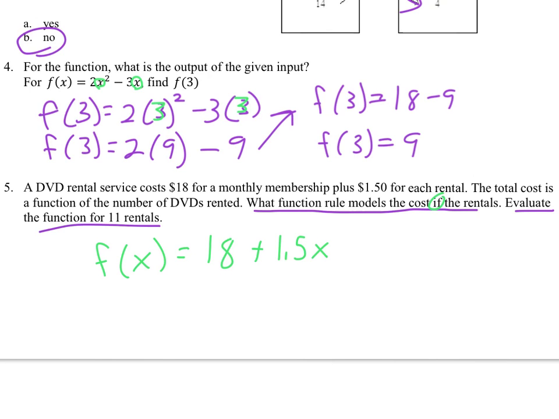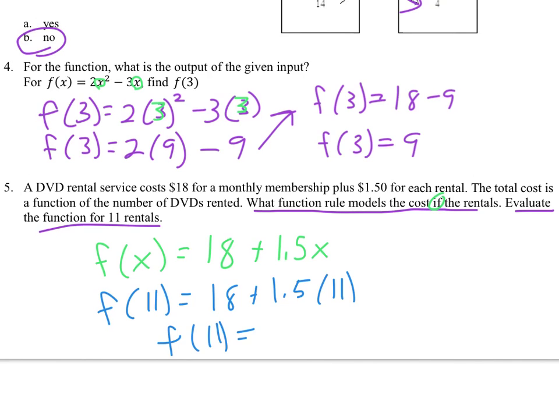So if I'm going to evaluate that for 11 rentals, use 11 as the input. So 18 plus 1.5 times 11. We get a total of $34.50. And it is money, so again, makes sense to put the answer in terms of dollars for that.